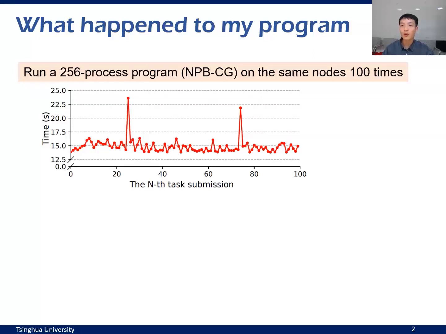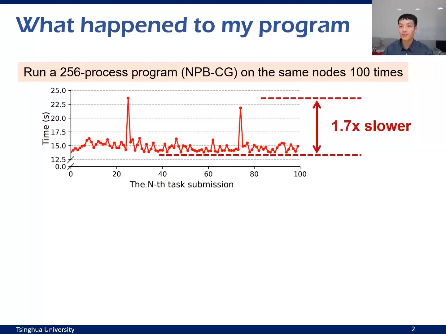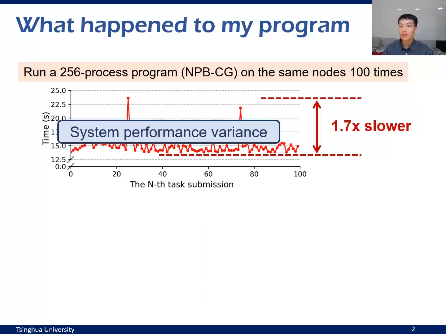In this example, we run a parallel program 100 times on the same nodes of the Tianhe-2A supercomputer. The vertical axis of this figure shows their execution time in seconds. We can see that the worst case is 1.7 times slower than the best one. This phenomenon is caused by system variance. As a result, programs can become slow and unstable.